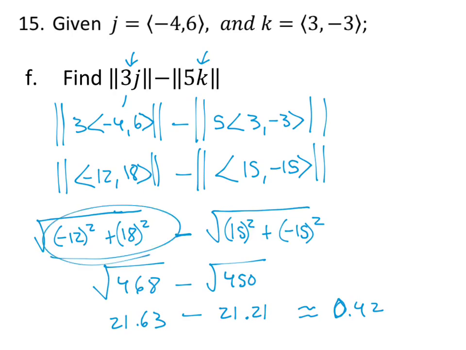You do negative 12 squared plus 18 squared, you get 468, and the square root of 468 is about 21.63. And then you're going to square 15 and square negative 15, add them up, you're going to get 450, and the square root of that is about 21.21. And if you subtract those, you're going to get about 0.42. Not a really big value, but that's about what you're going to get.